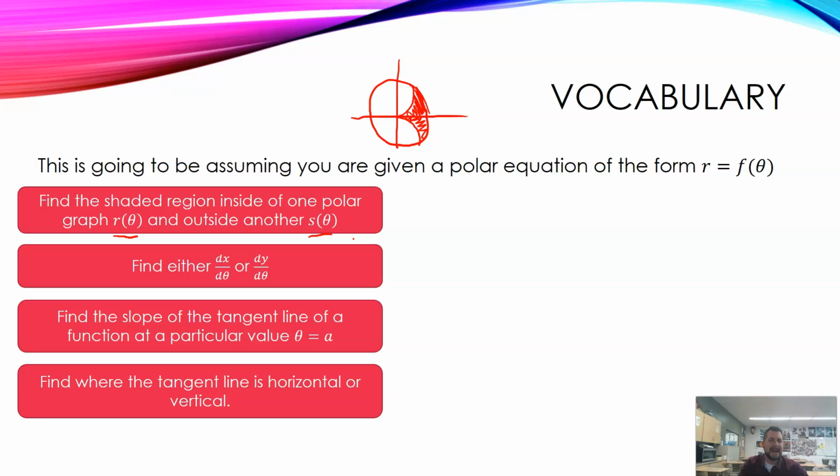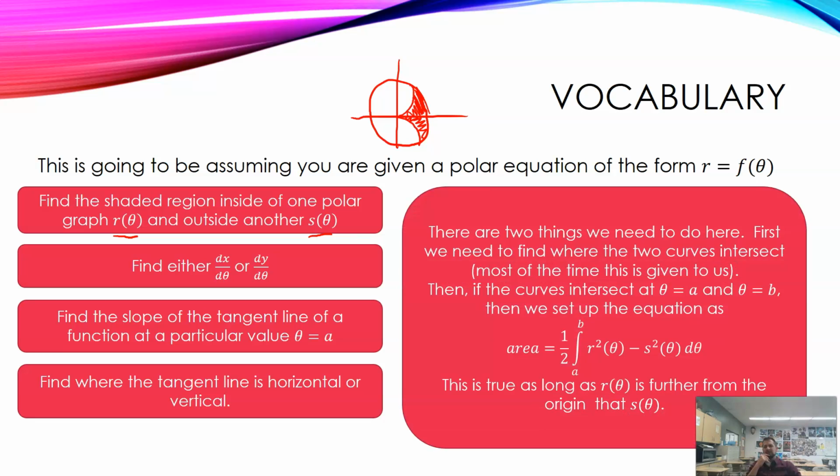To find that shaded region, what we do is we say, okay, we need to find out where the two curves intersect, and most of the time they tell you where the two curves intersect. Then you just do the integral, 1/2 on the outside, or it can go on the inside as well, of the integral from a to b of the function that's further away squared minus the function that is closer squared.